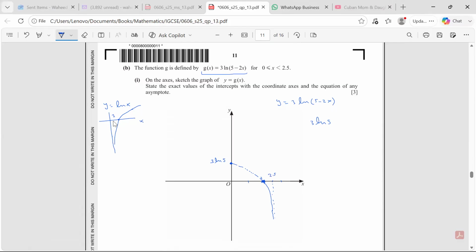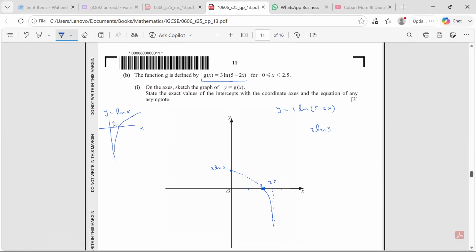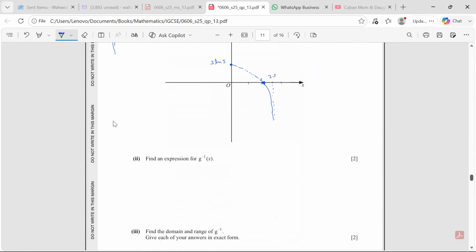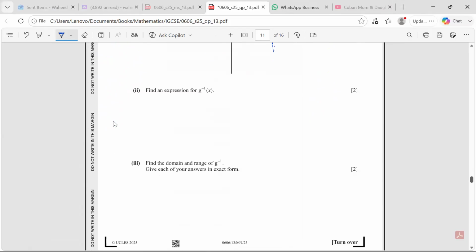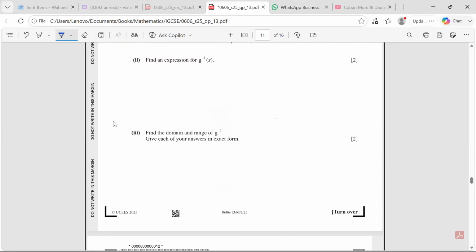So this was question 9b part 1. Now let's find the inverse function for this one. So what is the given function? It is given as y equals 3 log of 5 minus 2x, right? In order to find the inverse function, we replace x and y, so this is x equals 3 log of 5 minus 2y, right? I replace x with y, and I solve it for y now.